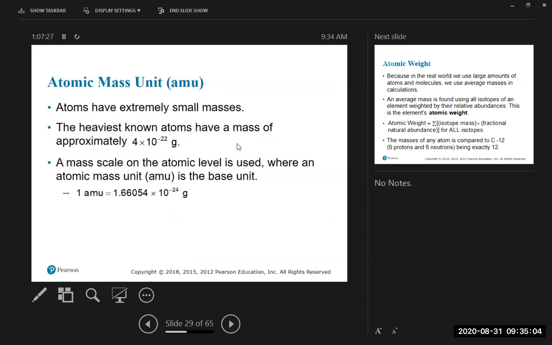So the mass of an atom, as you can imagine, is really little, the total mass. The heaviest known one is 4 times 10 to the minus 22nd grams. So like a lot of these things, we don't like talking in these unusual type numbers. So there's a mass scale that's used where 1 atomic mass unit, which is what AMU stands for, is equal to 1.66054 times 10 to the minus 24 grams. So we're not going to be talking about 10 to the minus 22nd grams or 10 to the minus 24th grams, whatever. We'll be going with atomic mass unit.